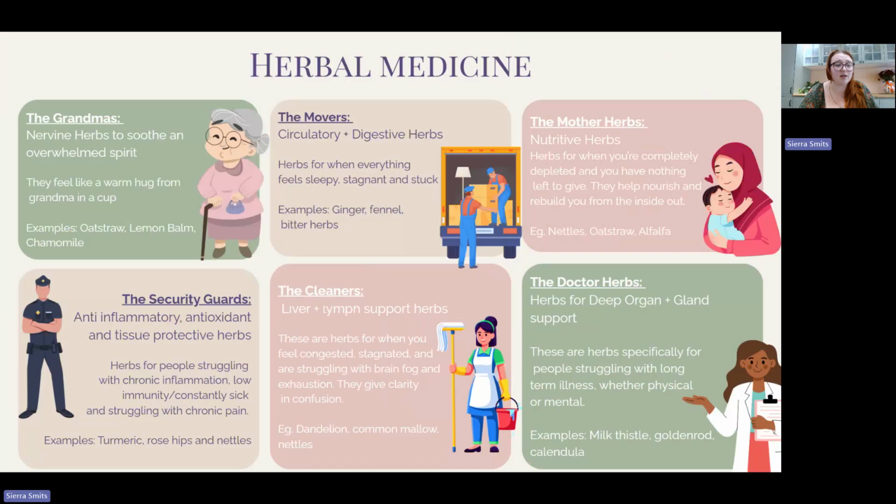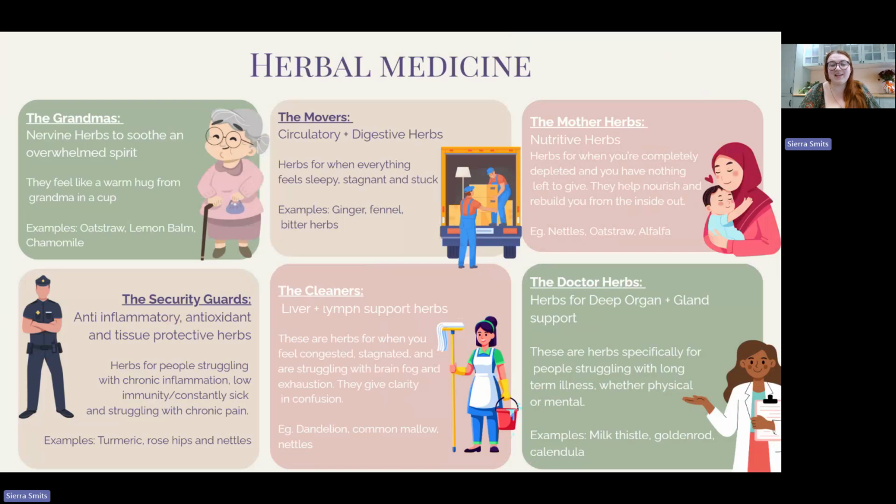Then you have the security guards. So these are anti-inflammatory, antioxidant, and tissue protective herbs. These are the herbs that are basically going to come into your body and say, all right, come on, we're gonna protect this. These are herbs for people struggling with chronic inflammation, low immunity, you're constantly sick, or you're struggling with chronic pain. Examples would be turmeric, rose hips, and nettles.